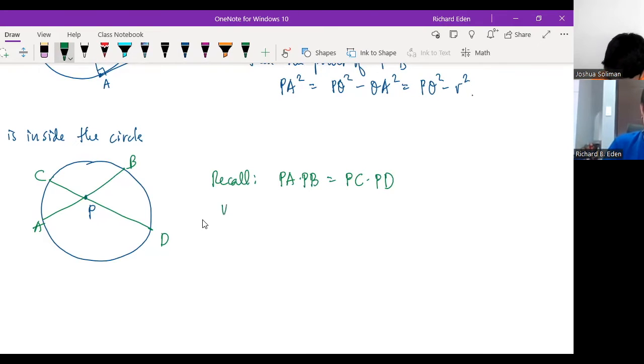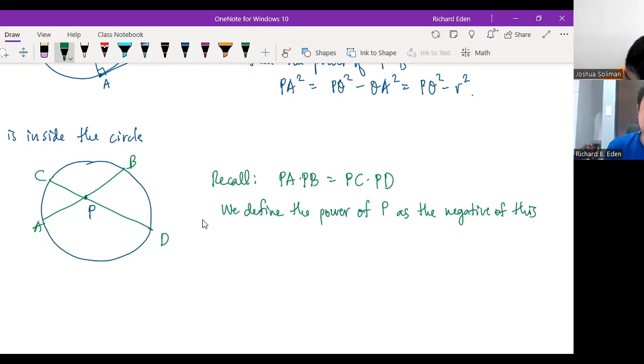However, we define the power of P as the negative of this common value. So if P is inside, then the power is the negative. It seems strange, no? Why not just use the value itself, PA times PB? Suppose PA times PB is equal to 7. So we're saying the power of P is negative 7. Why negative 7 and not just 7? Because, here's why.